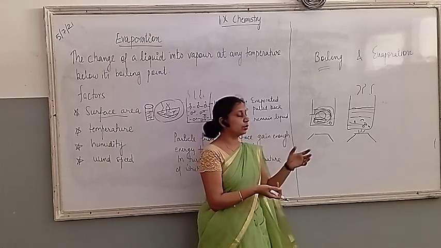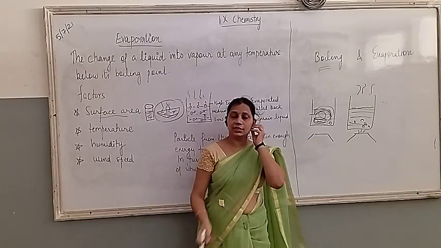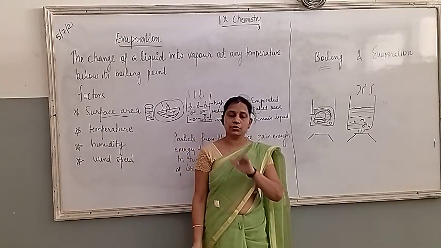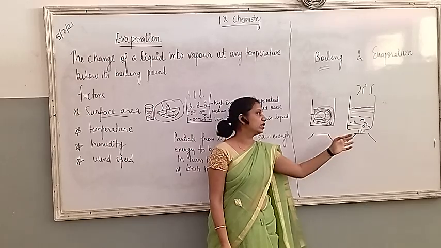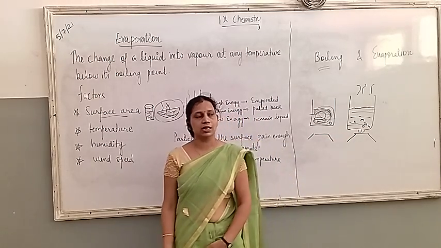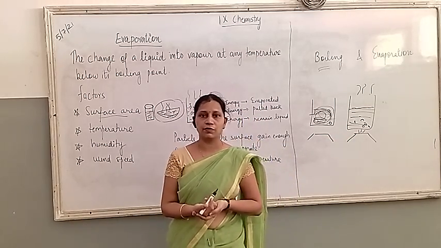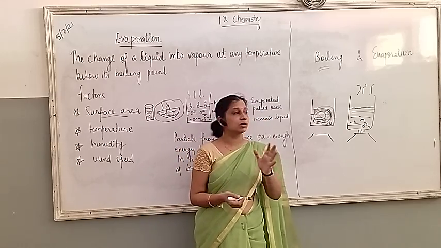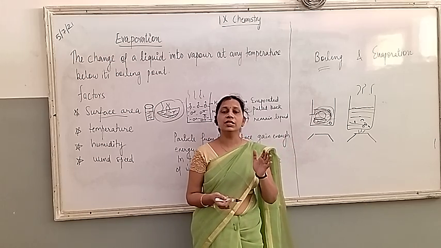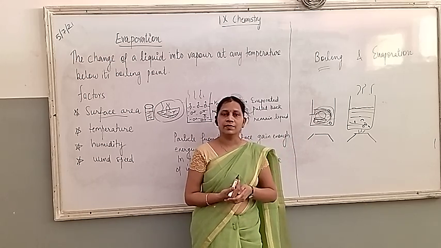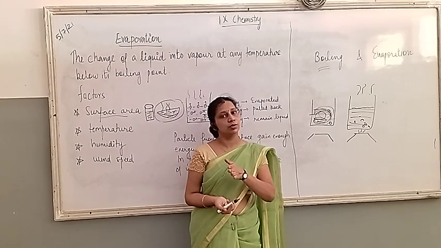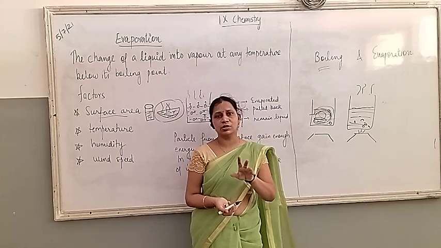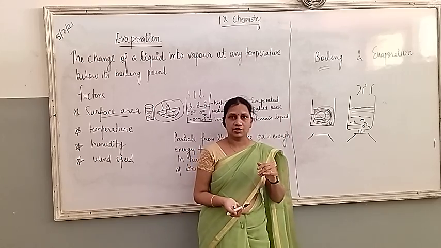And yes, for boiling, you need an external source of energy. In most cases, you need an external source of energy, whereas in evaporation, no. Simple sun heat or room temperature is enough to convert it into vapor. So this is the main difference between boiling and evaporation. And what is vaporization? It is the phase change of liquid to gas. So you can say vaporization is of two types, boiling and evaporation.